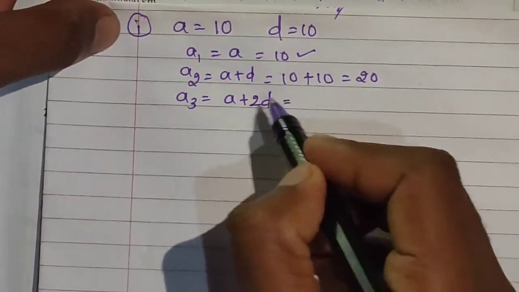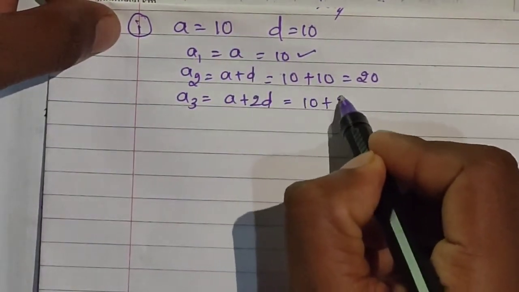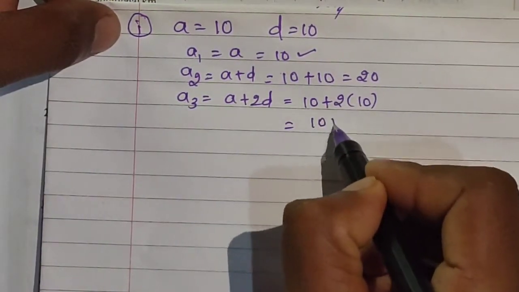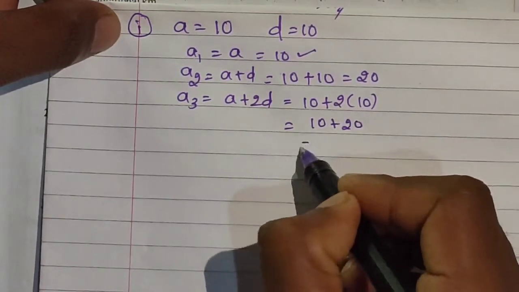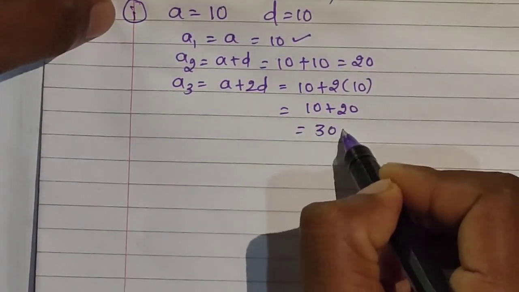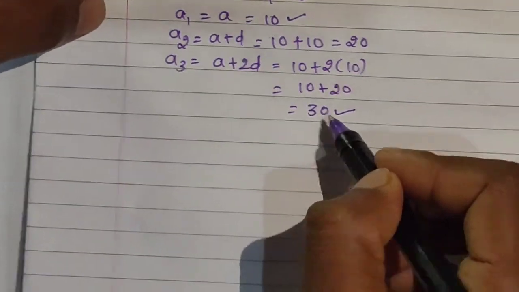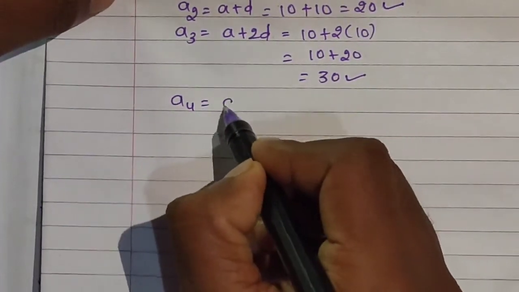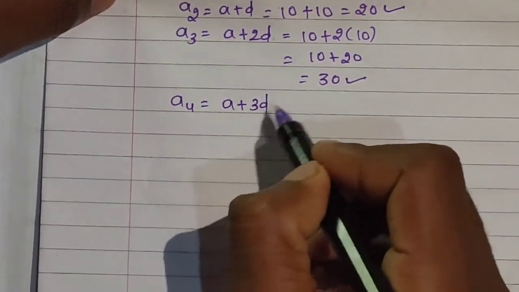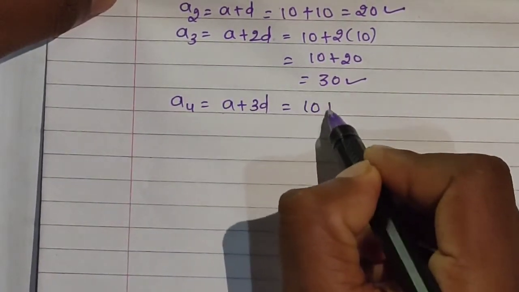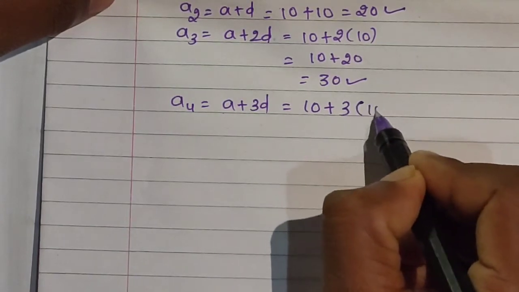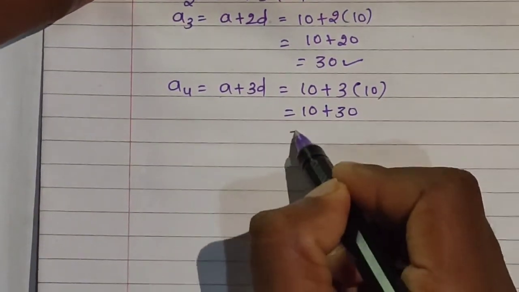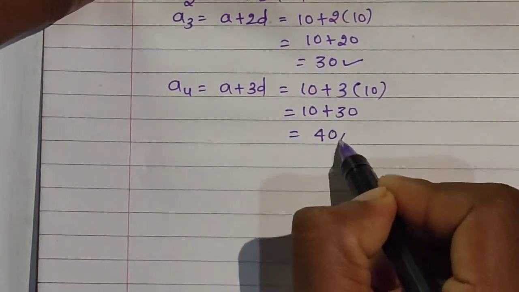Before I told, to calculate the third term, I need to add A plus 2D. I will substitute the values. A value is 10 plus 2 times D value they gave 10. I will solve this one. 10 plus 2 tens are 20. 10 plus 20, total value is 30. It means the third term value is 30. Second term is 20. A4, to calculate the fourth term, the formula is A plus 3D. I will substitute the values. A value they gave 10 plus 3 times D value they gave 10. 10 plus 3 tens are 30. 10 plus 30, answer is 40.